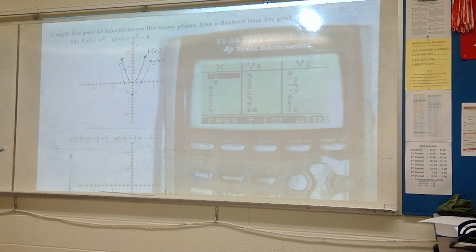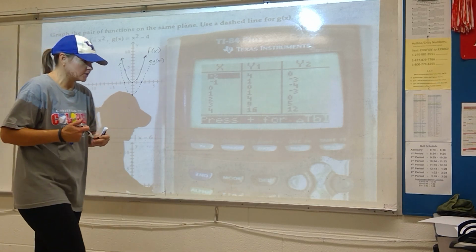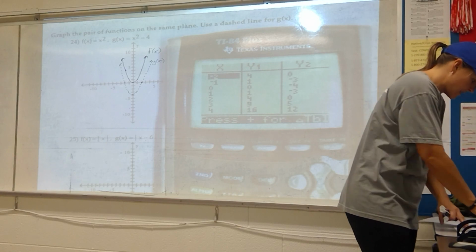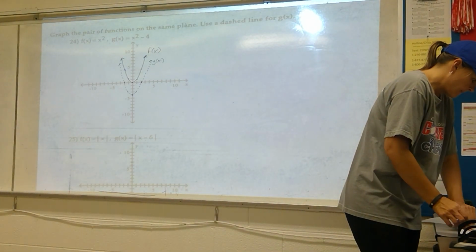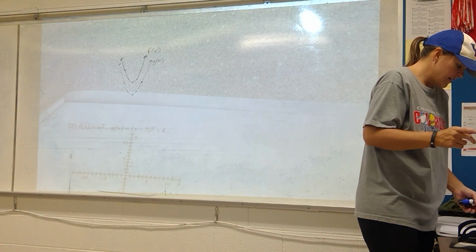And there you go. You're going to do the same thing with the absolute value. You're going to use alpha window number 1 for absolute value. You do the same thing on 26, which is another absolute value. And 27 is another parabola.